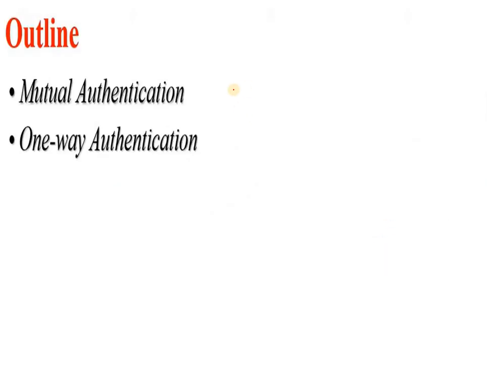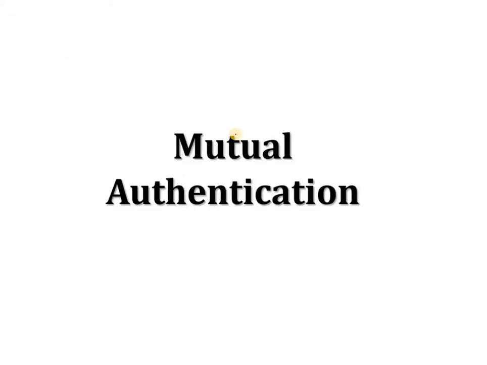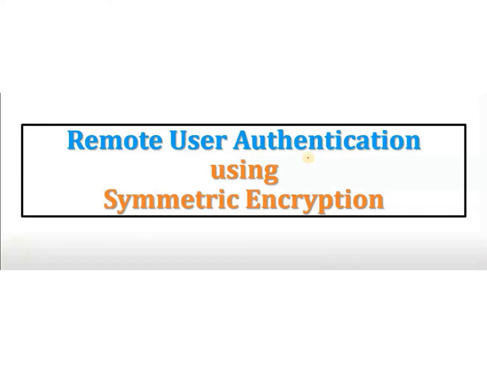So the outline is we will see the mutual authentication when we are using symmetric encryption, as well as how the one-way authentication takes place between the sender and receiver. So let us see how mutual authentication is done in remote user authentication using symmetric encryption.